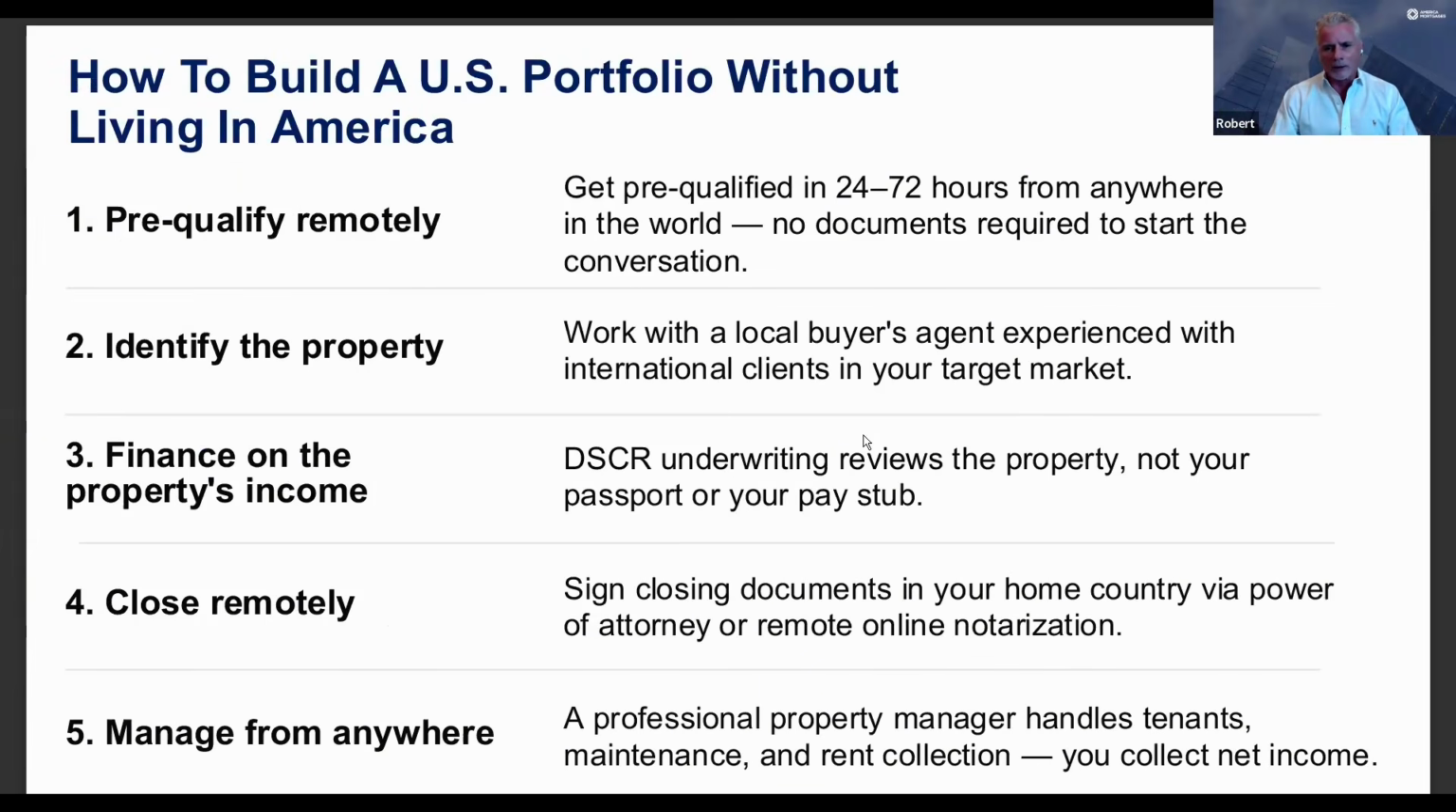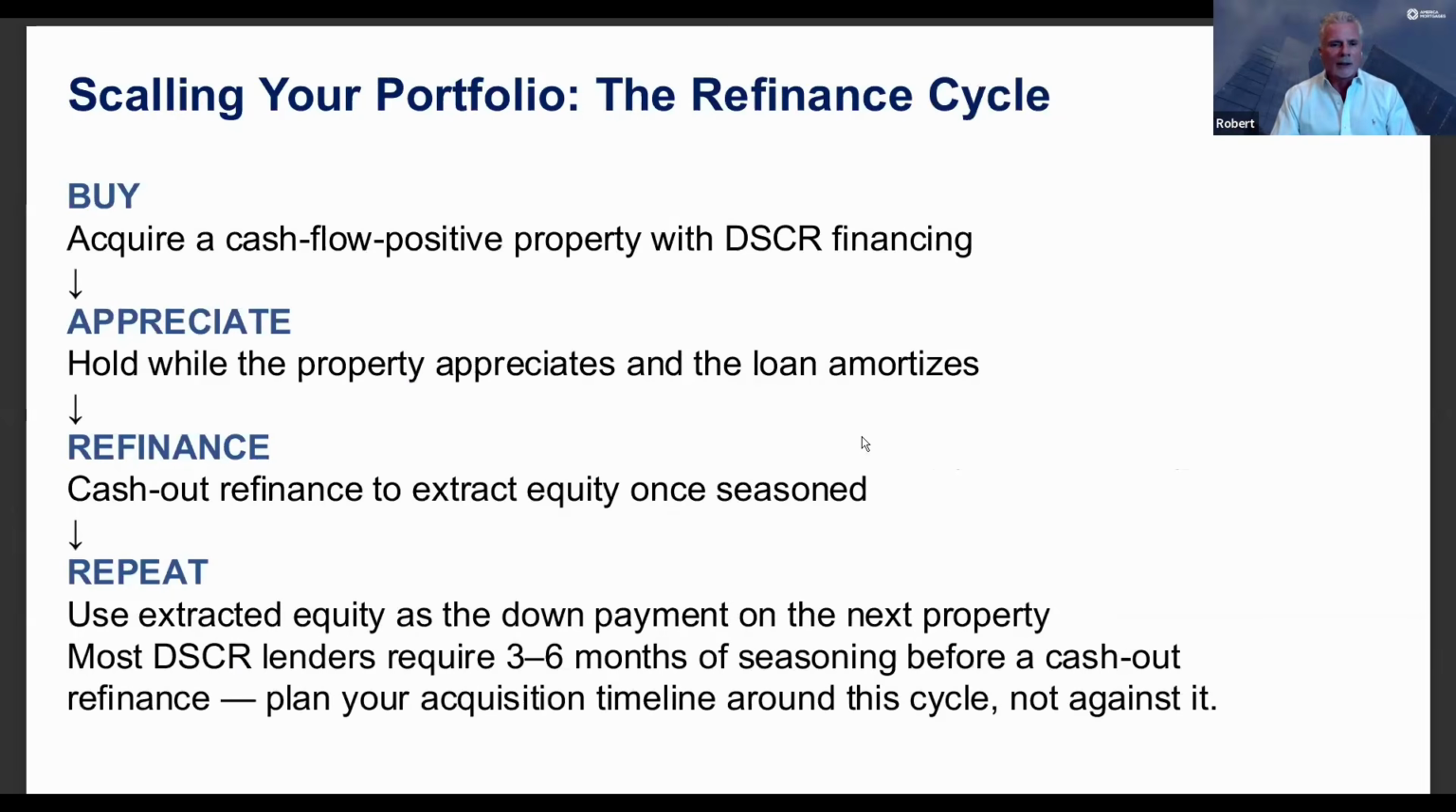How to build a U.S. portfolio without living in America. You can get pre-qualified for a loan. Get the letter, you identify the property, you finance the property, you close remotely, and we can go over this later, and you can manage it from everywhere. Then you refinance after 6 months, because that's what you're going to need to hold it to use a new value, and then you do it all over again.